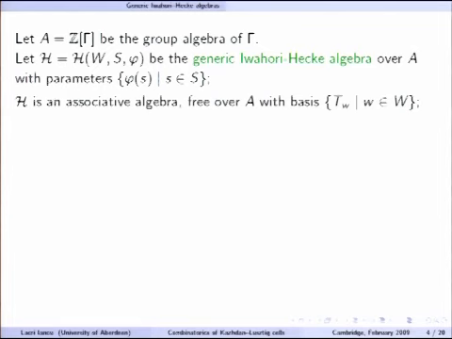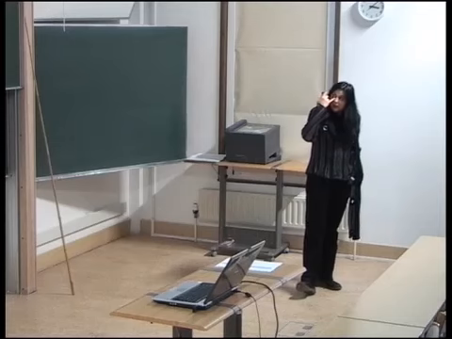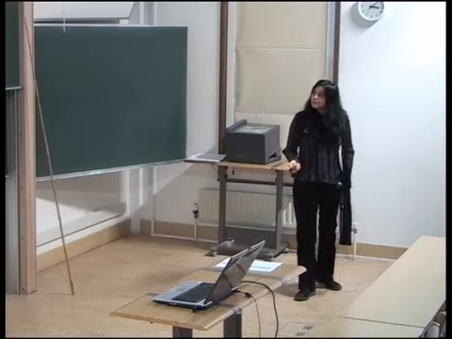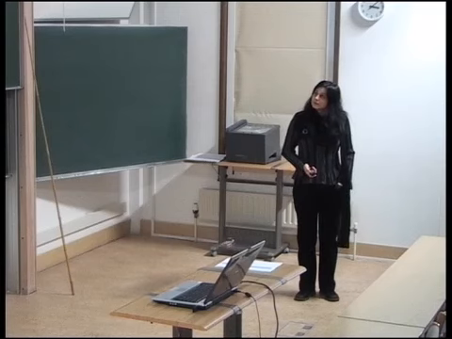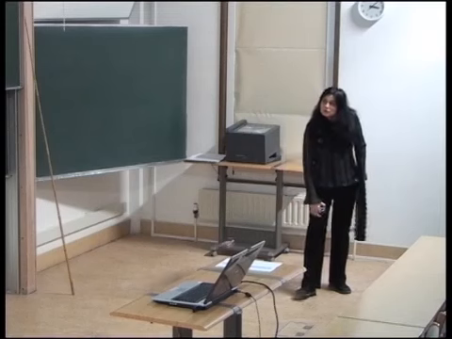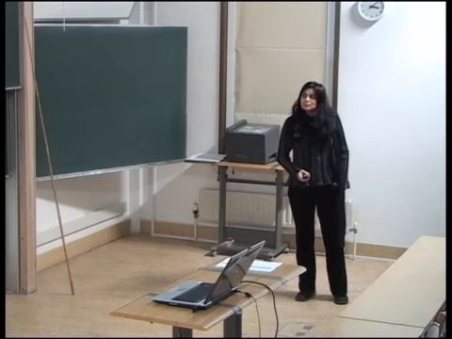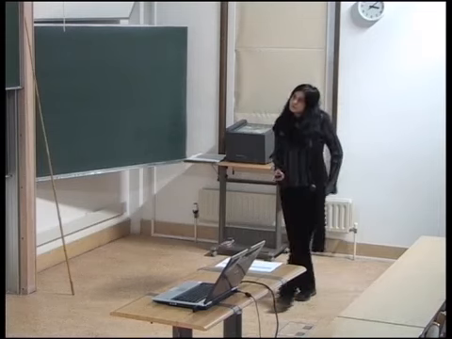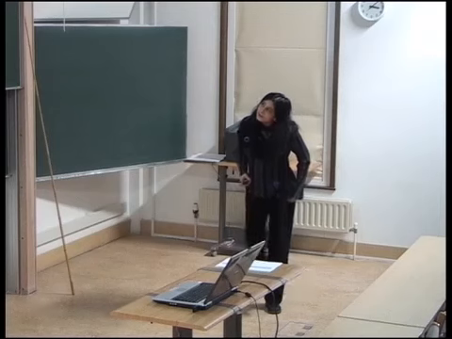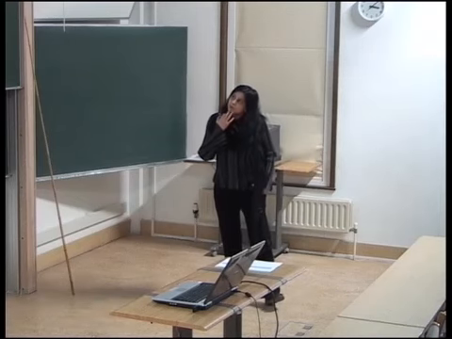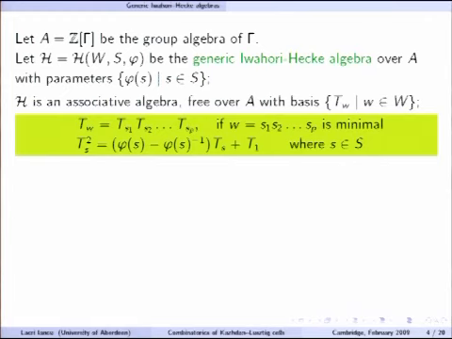And it's defined as follows. It is an associative algebra. It is free over A with a basis indexed by the elements of the Coxeter group. And the multiplication is given by those two relations there. Namely, T of W is T of S1, T of S2, ..., T of SP, if W equals S1, S2, ..., SP is a reduced expression. Please note that, actually, one has to prove this first. It can be proved that this definition does not depend on the choice of the reduced expression for W.